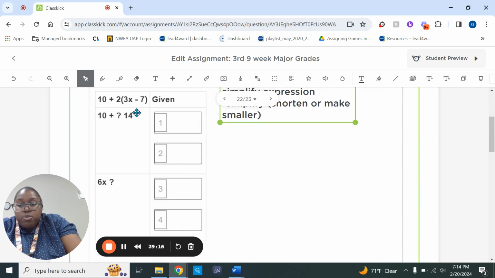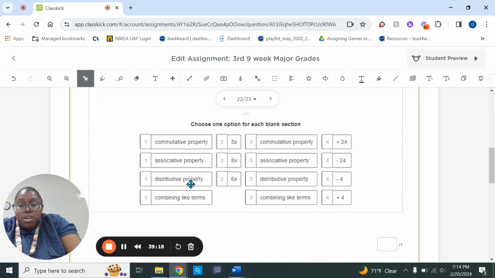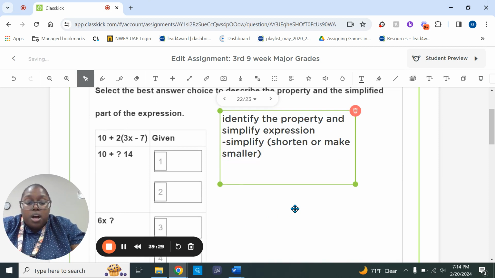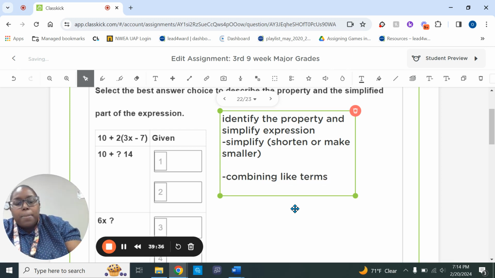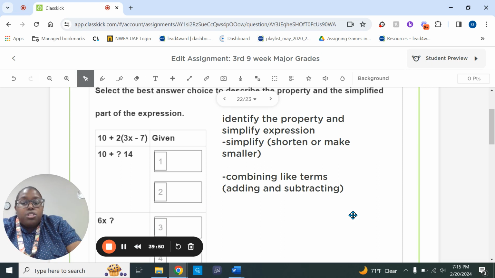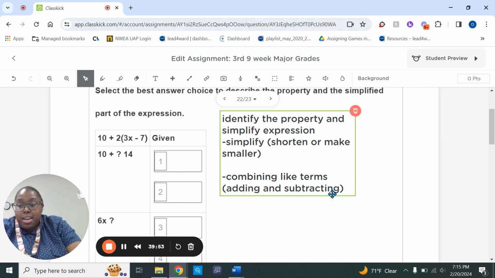Now, for the first one, if you look at what changed and what stayed the same, I've already talked about these 3 properties in a previous question. The only one here that I'm going to talk about that's new is combining like terms. Although I did mention combining like terms, but let's break down what that actually means. So combining like terms. Combining like terms is your new adding and subtracting. So when you are adding or subtracting, you are now combining like terms.